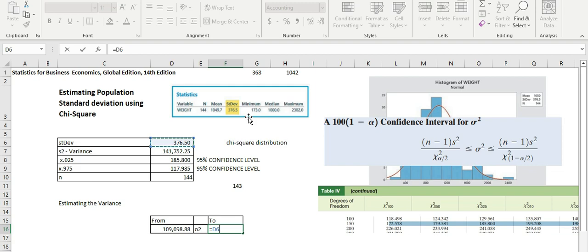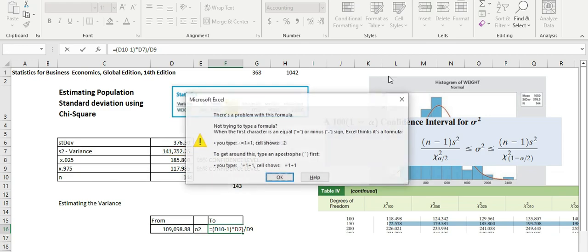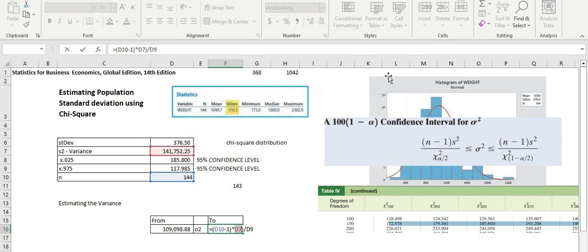So n minus 1, 144 minus 1, multiplied by the variance, and then over another 117. What happens over this one?